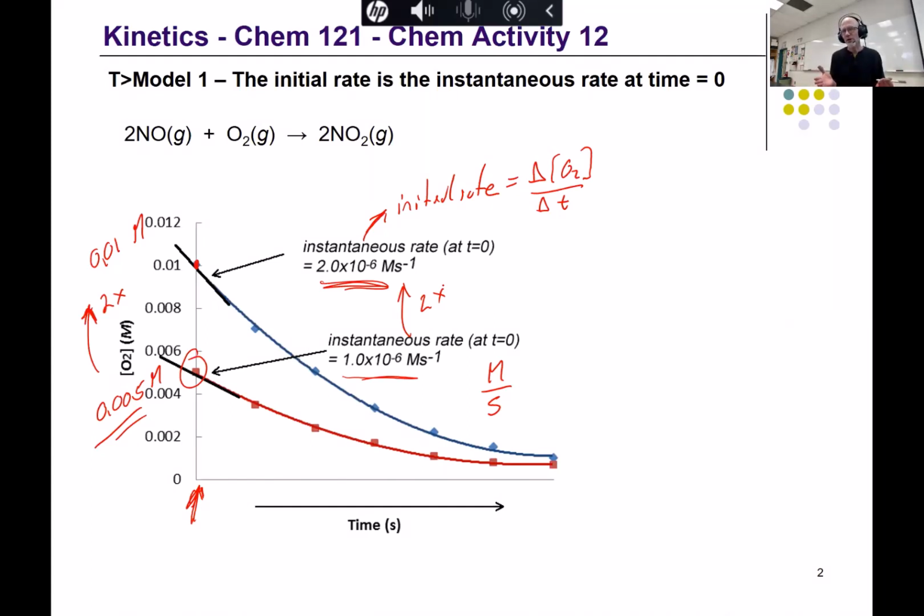Or you change the concentration and nothing happens, no change. And that's actually quite informative. It tells us something about the nature of the reaction. So this is the point of this Chem Activity 12, is to find out how does changing the concentration impact the rate? And it can't be predicted by just looking at a balanced equation. You have to do an experiment like what we're seeing here.